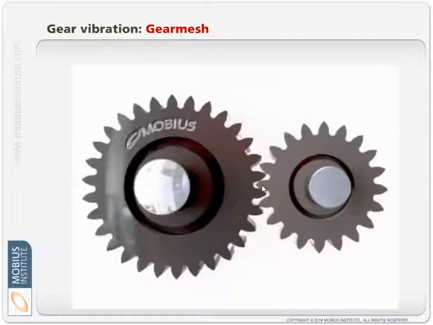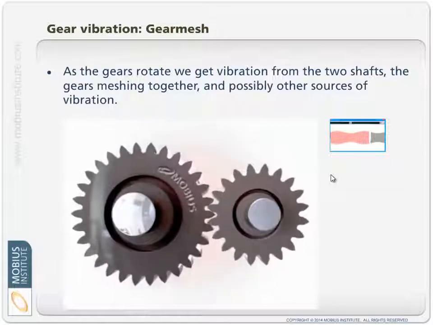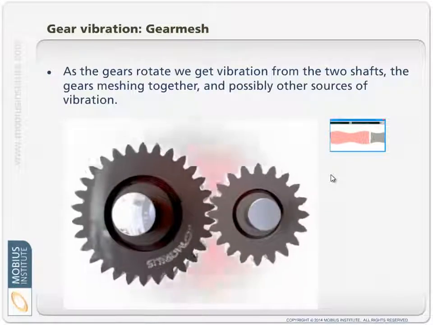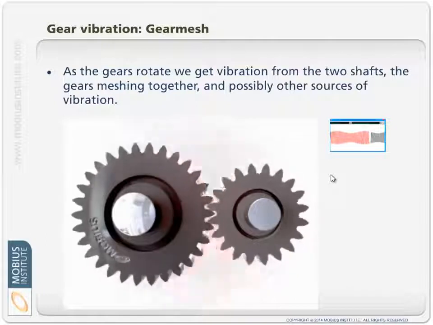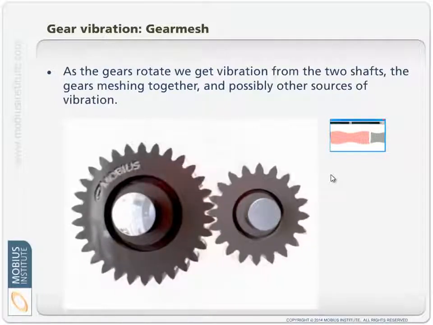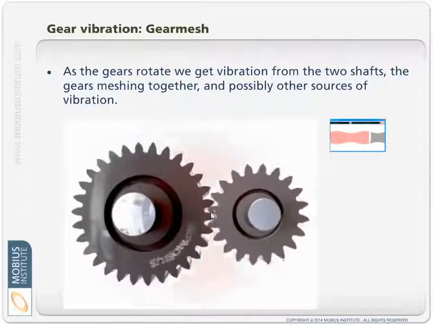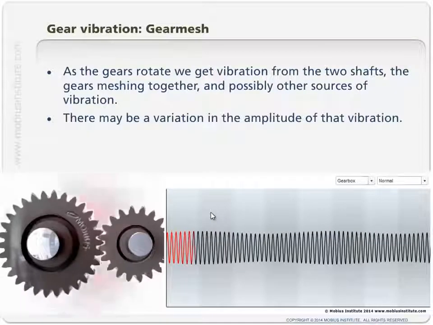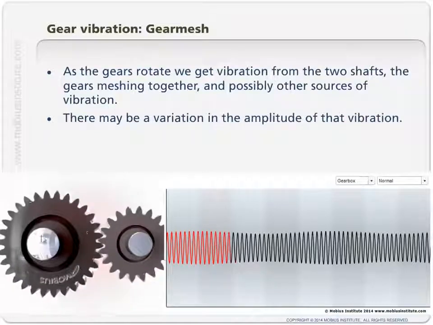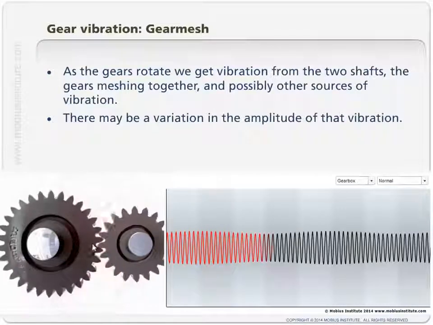But either way, there will be a source of vibration at the gear mesh frequency, which is the number of teeth times this speed, or the number of teeth times that speed. So we can look at this in a little more detail to see what other sources of vibration we might see, in addition to just these two shaft speeds and the gear mesh frequency.